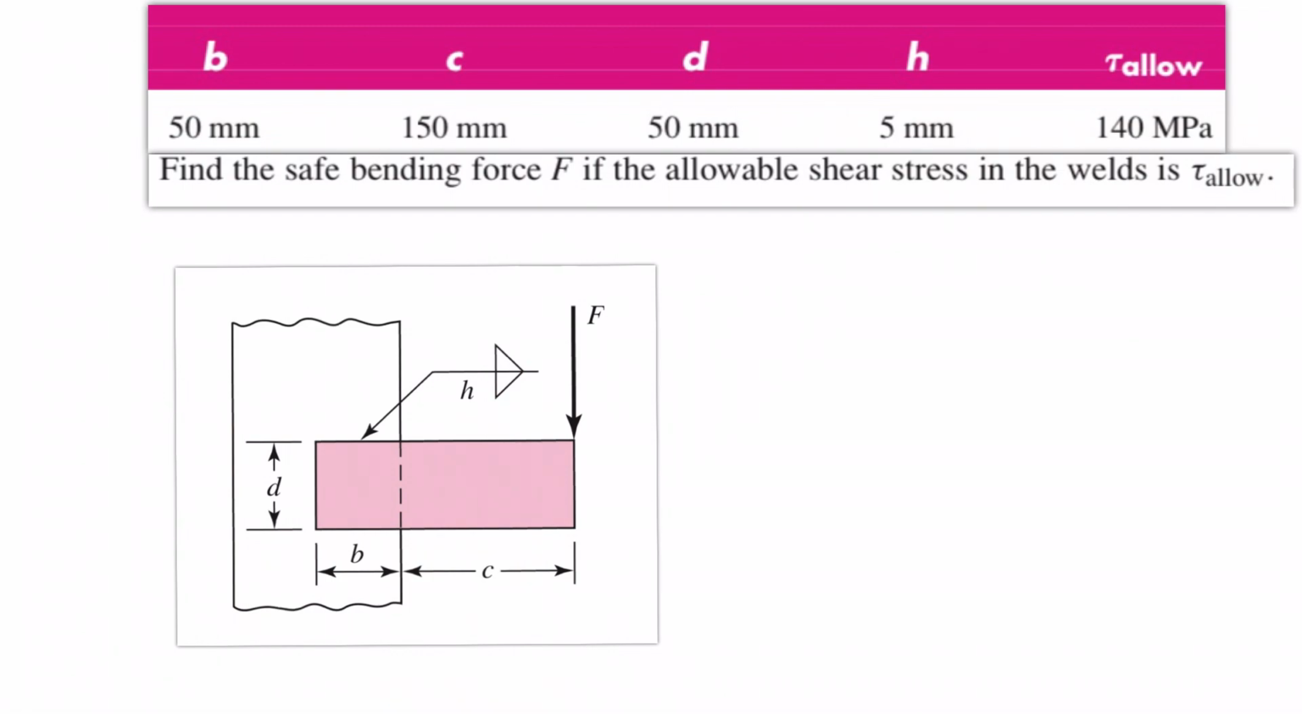So here we have a small plate as shown over here, which is welded to this vertical support, and the dimensions are given here in SI units. Now the question I have for you is: find the safe bending force F if allowable shear stresses are 140 MPa. So in this video, I will start with basics and then we will go ahead and see how to evaluate the shear stresses in the weld.